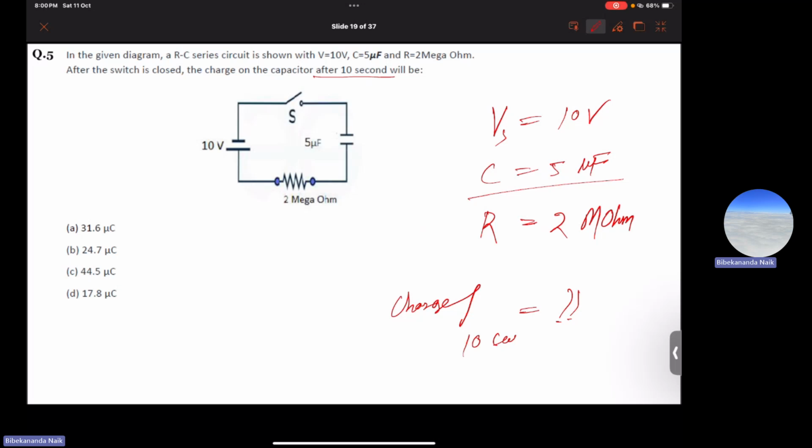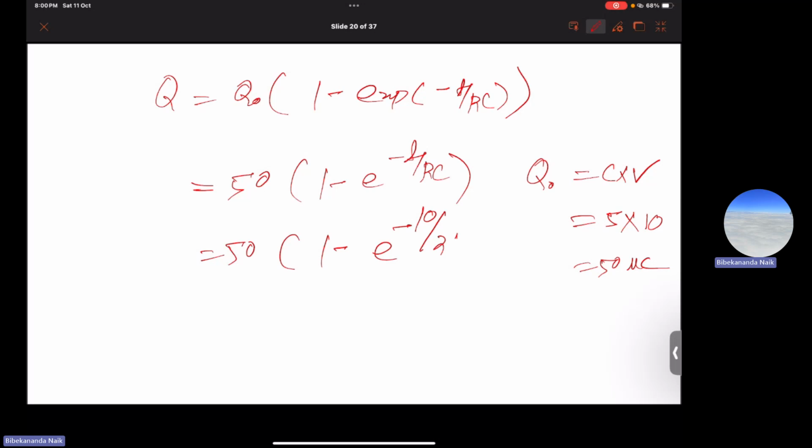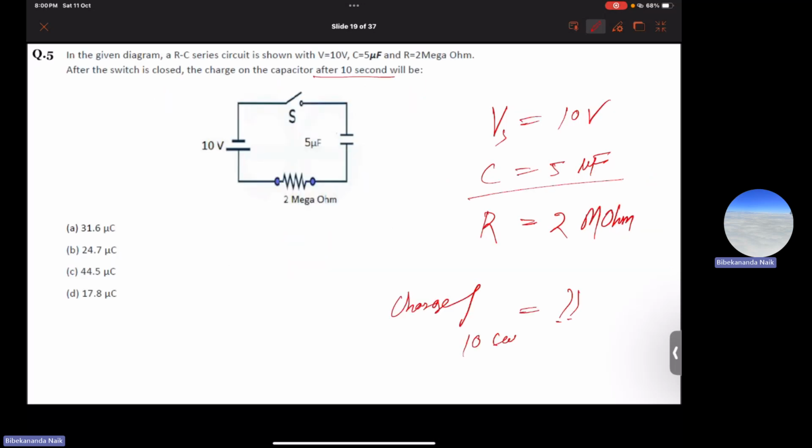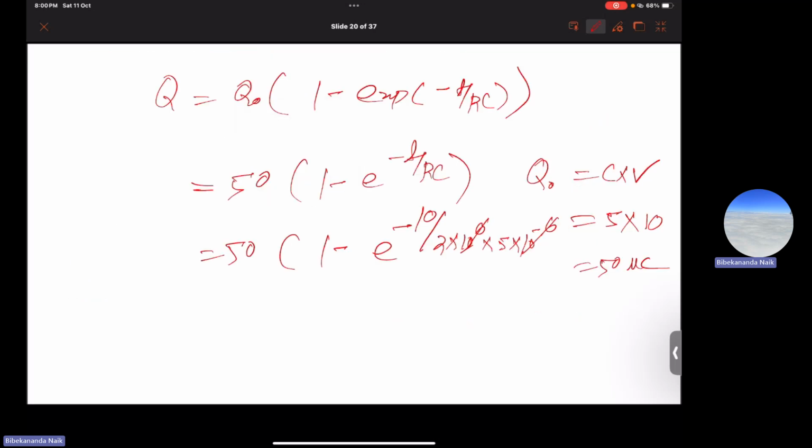R is 2 mega ohm, so 2 into 10 to the power 6 into 5 into 10 to the power minus 6. The powers of 10 get cancelled out. So it is 10 by 10, since 5 microfarad times 2 mega ohm is 10 seconds. So it is 50 into (1 minus e to the power minus 1), which is 50 (1 minus 1 by e).